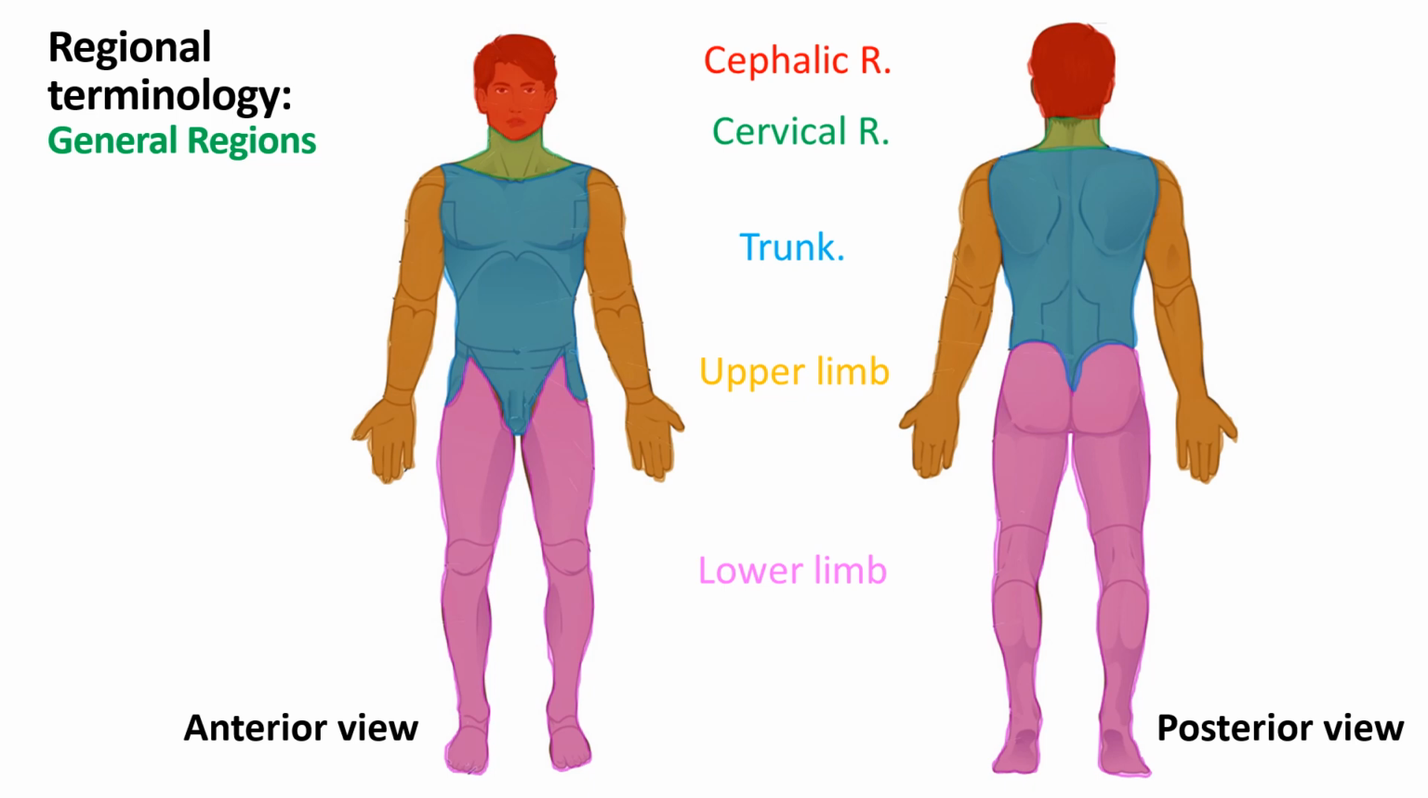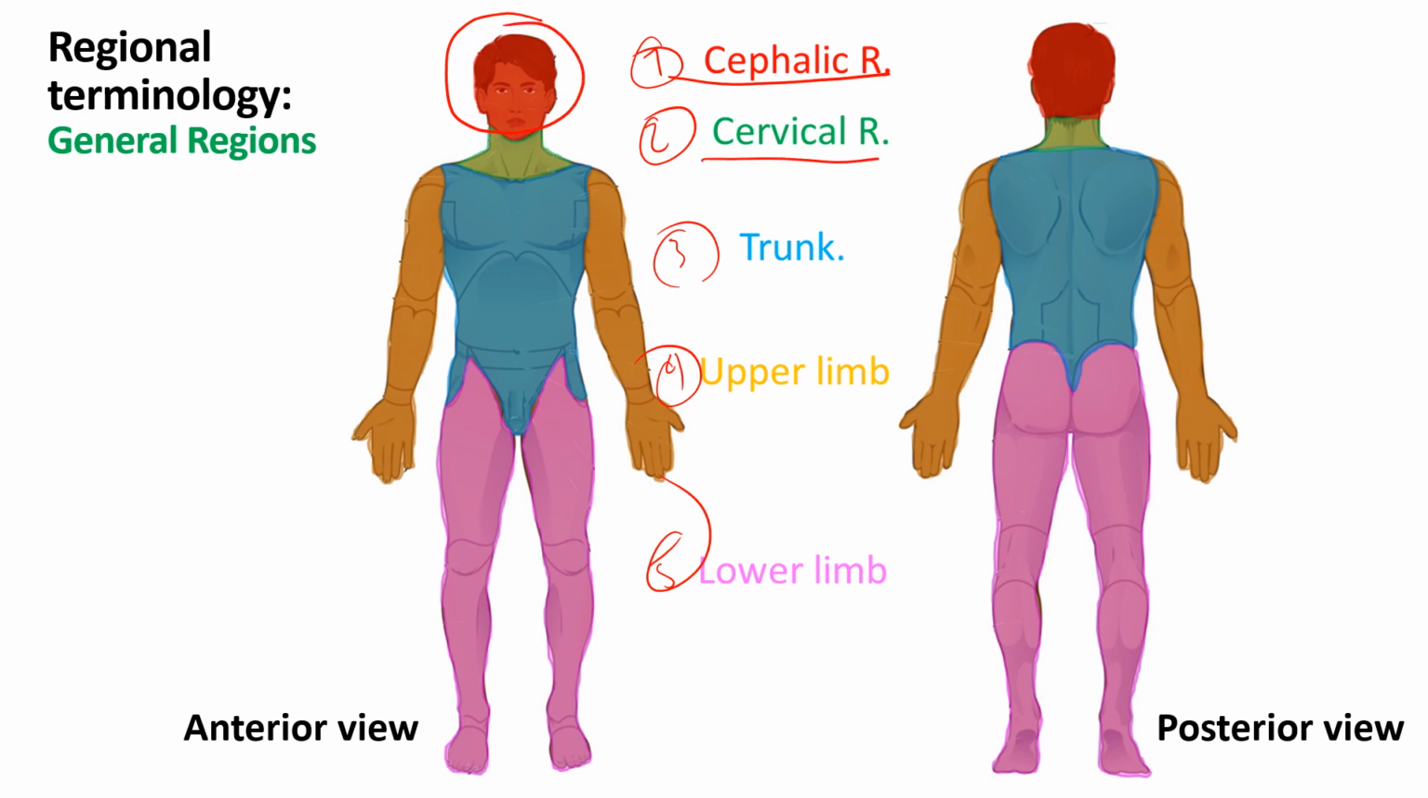We have essentially 5 big regions of the body. So we have this here, the cephalic region. Cephalic region is the region of the head. Cervical region, as you can see here in green, represents the neck. Trunk, we just talked about the trunk a minute ago. That is the reference point that we use to define what is proximal and what is distal. Upper and lower limb. All right.